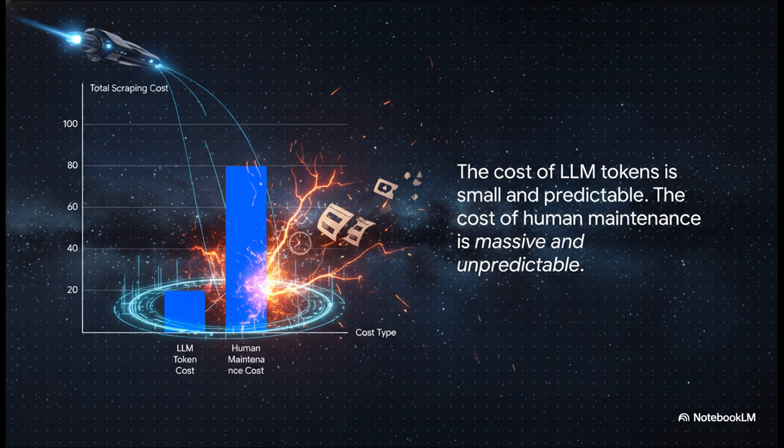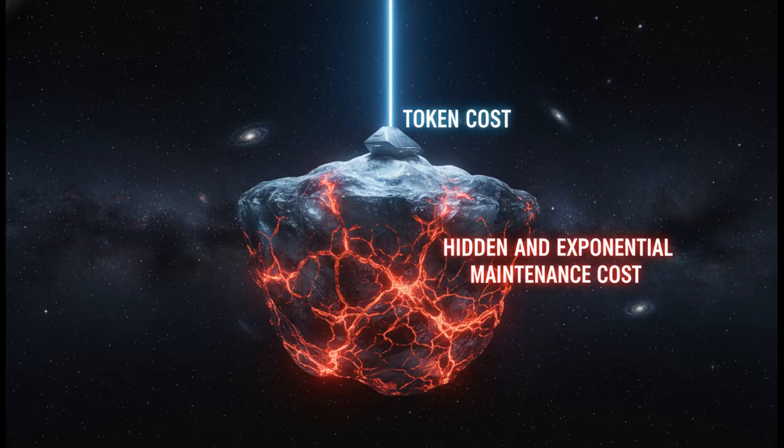But the cost of human maintenance, the emergency engineering hours you spend at 2 a.m. fixing a broken scraper because some e-commerce site changed a button color, that cost is massive, it's unpredictable, and it grows exponentially with every new scraper you deploy. So the crucial point is this. We've been measuring the wrong thing this whole time. The real cost of scraping isn't the infrastructure. It's the constant reactive firefighting. The token cost is visible and linear. The maintenance cost is hidden and exponential.